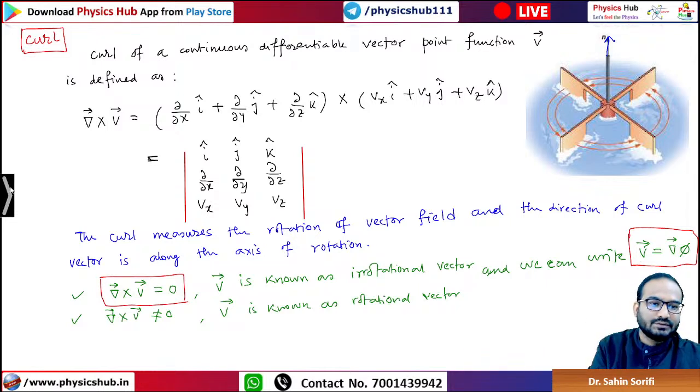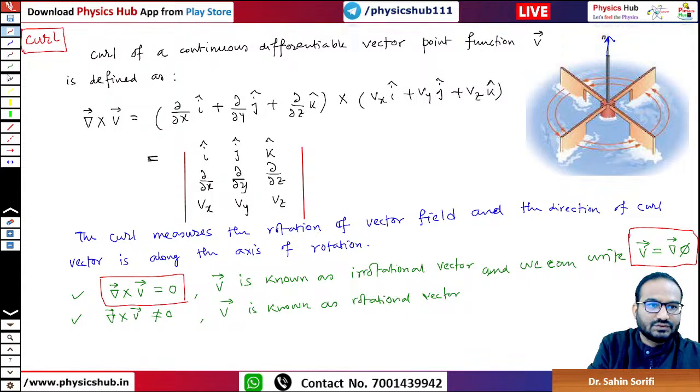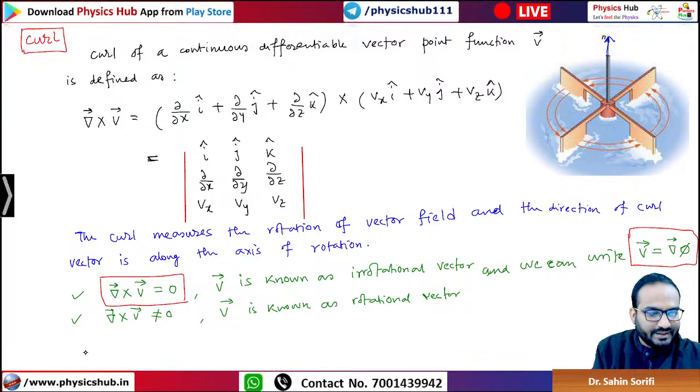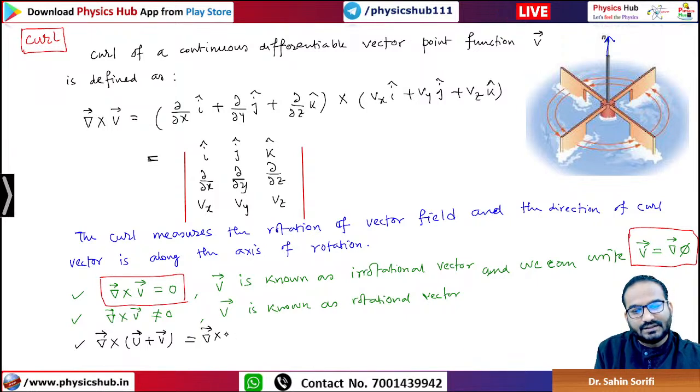Now here also we have some vector identities which you should be talking about. The vector identities, firstly, if you are calculating the curl of the sum of two vector functions, let's say u and v, then what do you get? It is again distributive in nature. Curl of u plus curl of v, right?